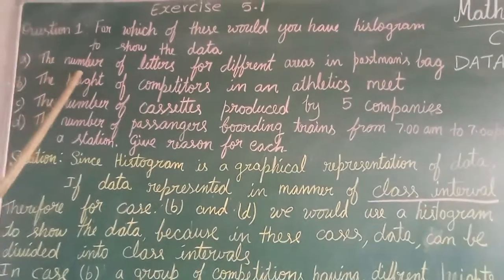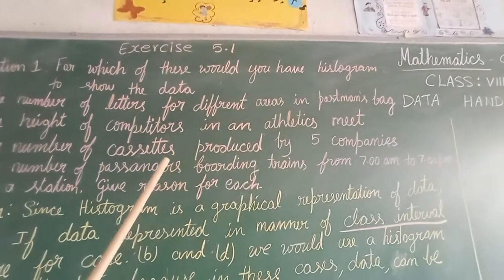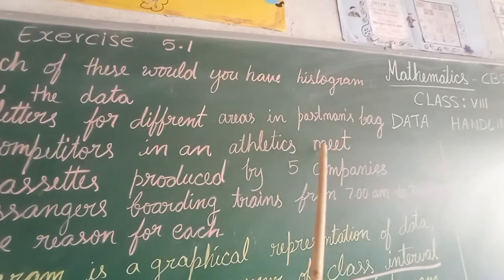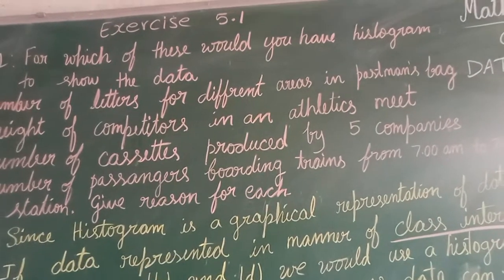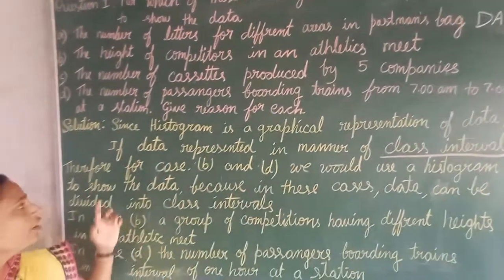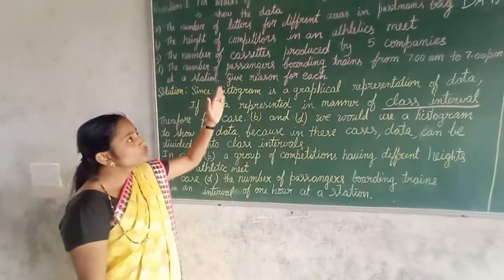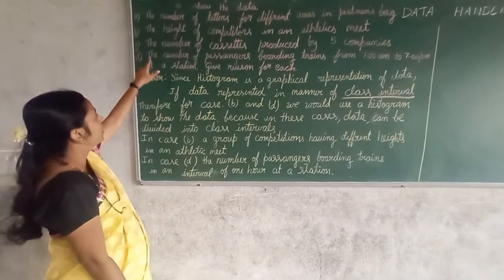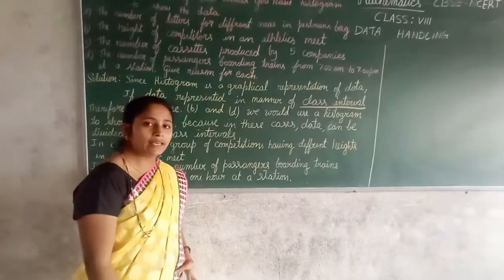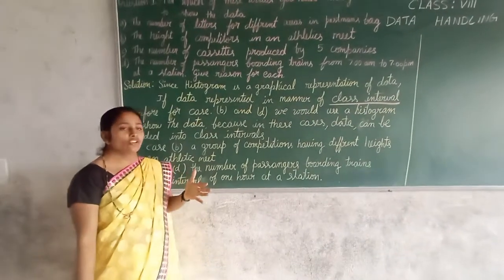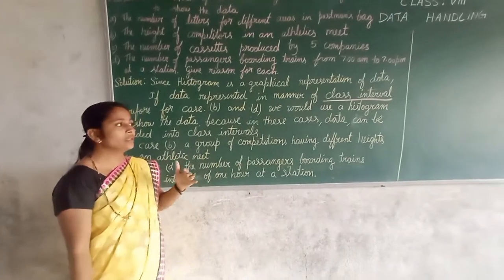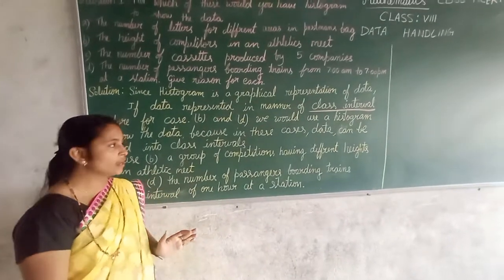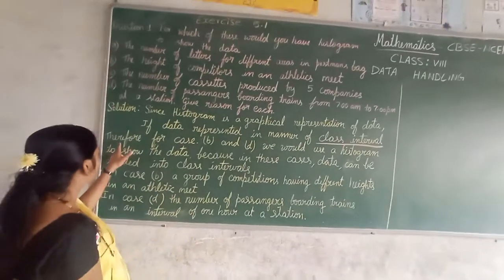Here, for the number of letters for different areas in a postman's bag, we are unable to find the class interval. It is not possible to create class intervals, so a histogram is not suitable for the first one. Let us go to the second one, B, the height of the competitors in an athletic meet. You can create class intervals like 100 centimeter to 200 centimeter, 200 centimeter to 300.